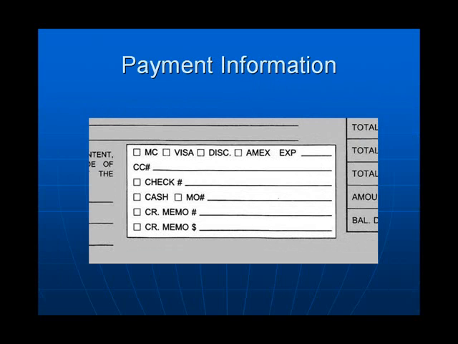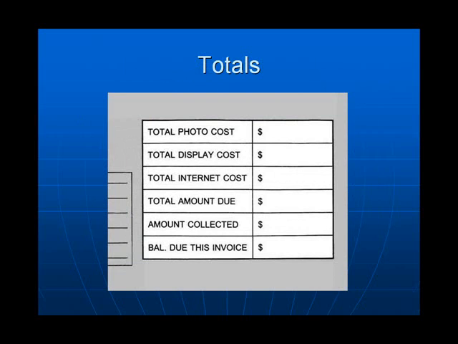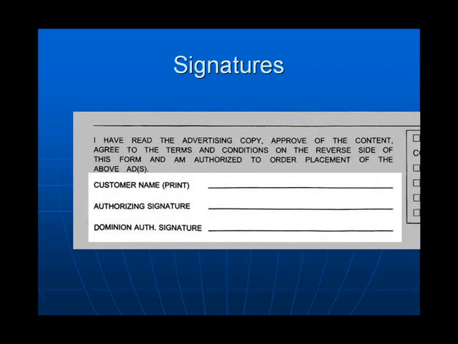Make sure to enter any payment and credit information in this section. Remember that credit memos must be authorized. Also note that credit card payments entered here should only be applied to the current order. Calculate the amounts for all photo, display, and internet ads, indicate the amount you collected from the customer, and any balance due for this order. Your customer signature is necessary as it authorizes placement of the ads as per the insertion order. After reviewing the order with your customer, have them sign here. Make sure that you sign below as well.